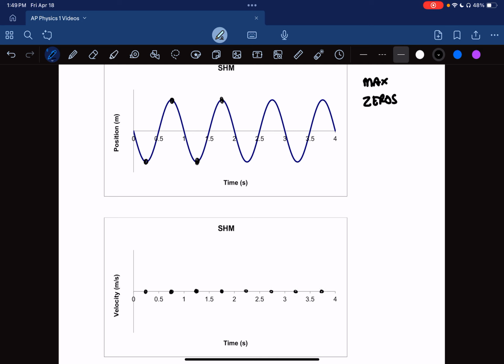Where is the velocity at a maximum? Well, it's here, so that's Vmax, and it's plus, because it's going to the right. This is a Vmax. It's crossing the equilibrium position. That's negative Vmax, and so on and so on. So we'll need to put a positive Vmax at 0.5, and we'll put a negative at 1, and it just continues.